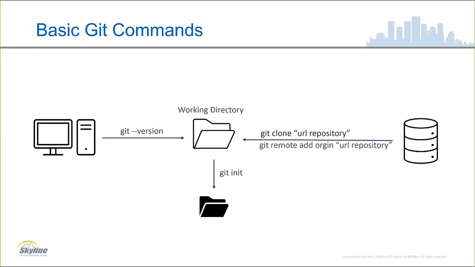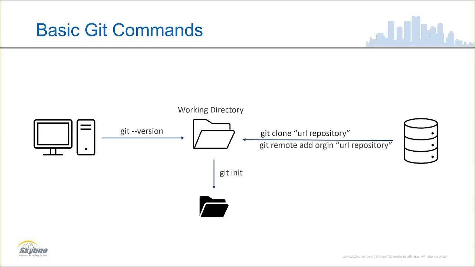Another command you can use is git remote add origin and the URL of the repository. Where this is helpful is if you have a remote repository, we can do what's called push and pull. If I want to pull all the latest code down from a branch, I can use a git pull command. If I want to push the latest code I've got on my computer up to the remote repository, it's a git push command.